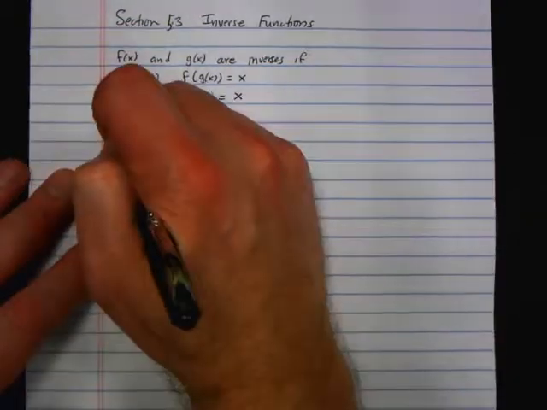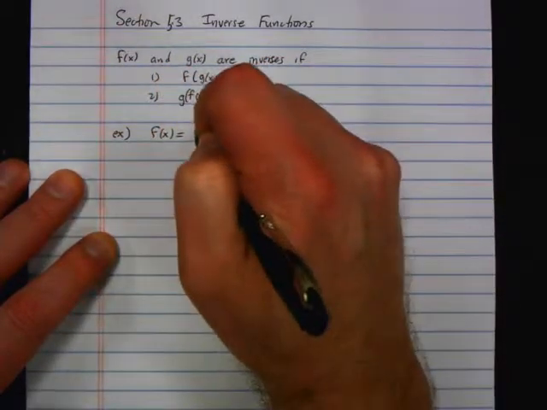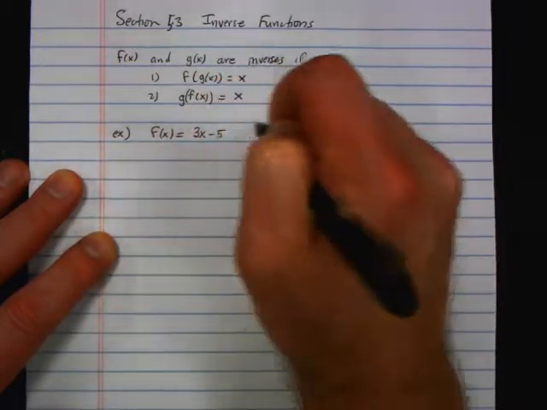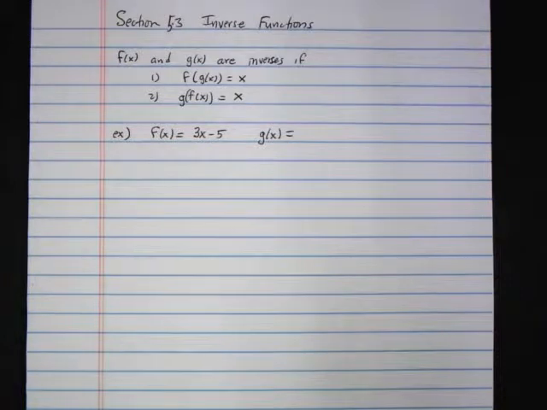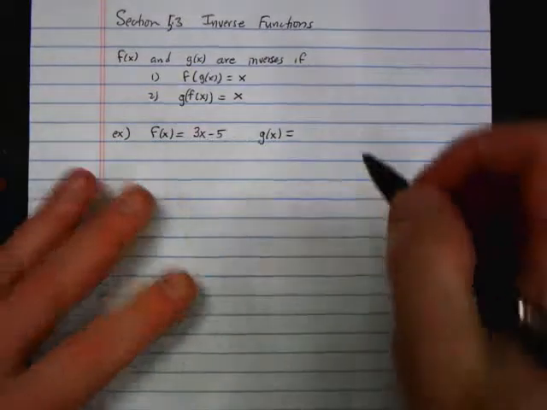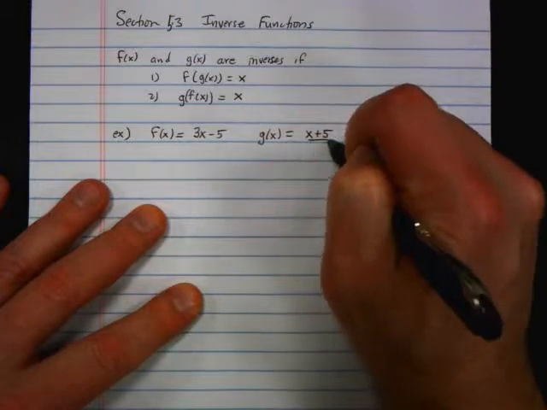All right, so example. F of x is 3x minus 5. Can somebody give me a guess as to what the inverse of 3x minus 5 is? It's okay if you're wrong. X minus 5 over 3. X plus 5 over 3. That's a better guess.